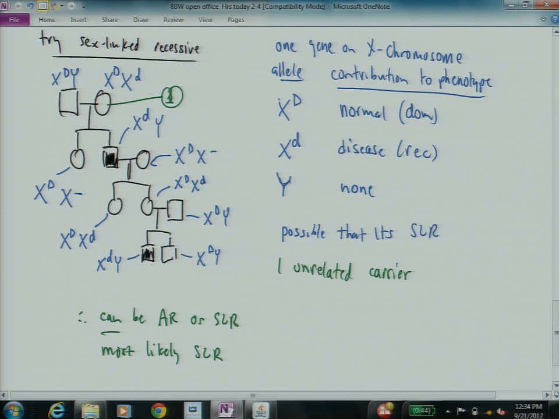If I said to you, what is the most likely mode of inheritance? You would say sex-linked recessive. All right. So it depends on the question I asked. Okay. Questions about that and the unrelated carriers and all that business before we go a little further.